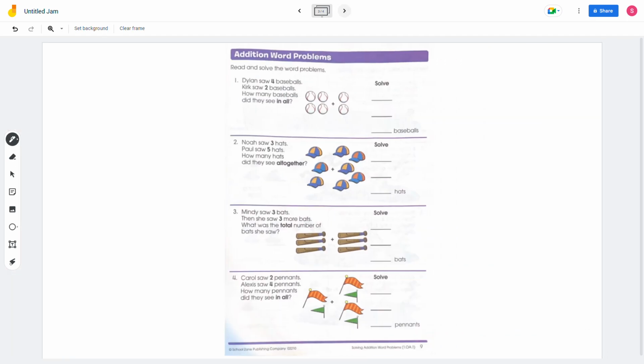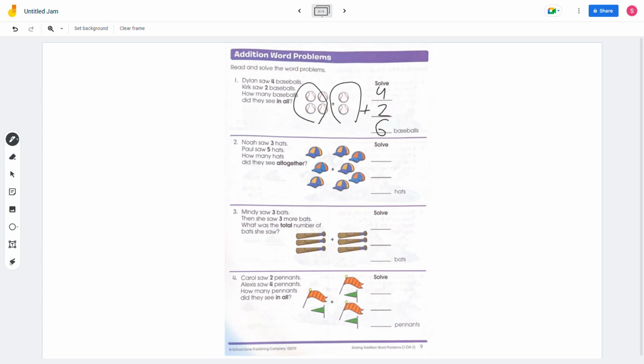On this page, we're gonna read and solve the word problem. Dylan saw four baseballs, and Kyle saw 2 baseballs. And how many baseballs did they see in all? So 4 plus 2 equals 6.